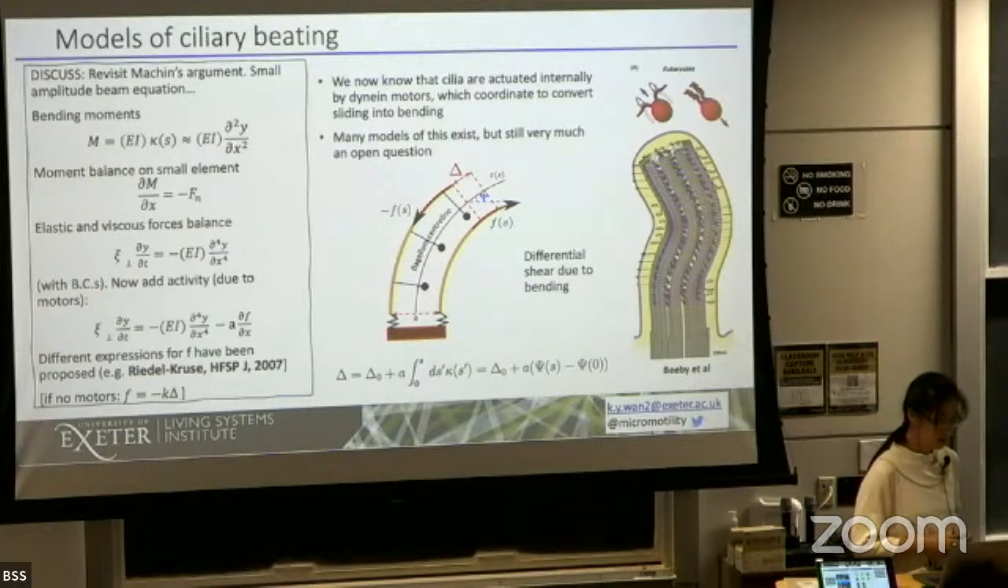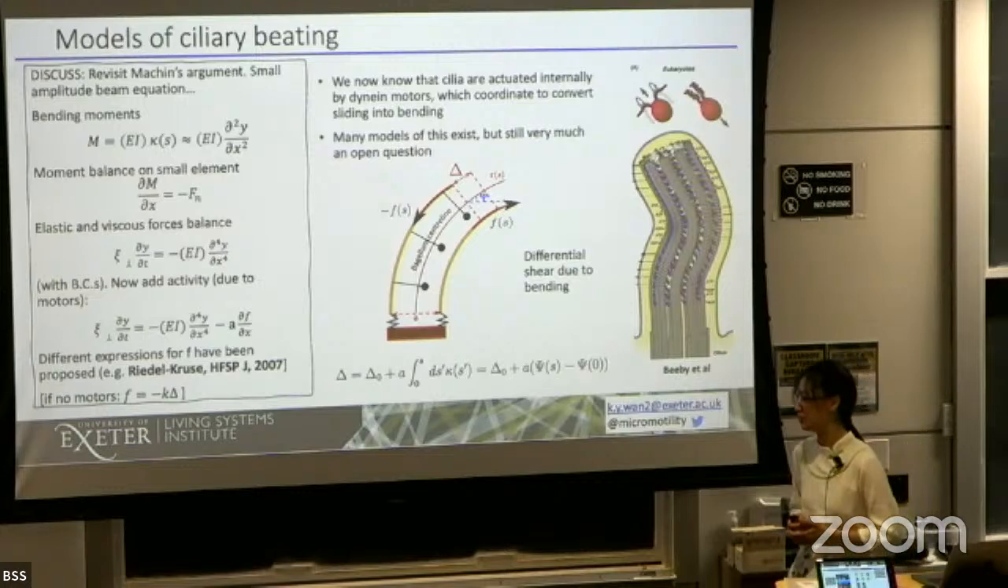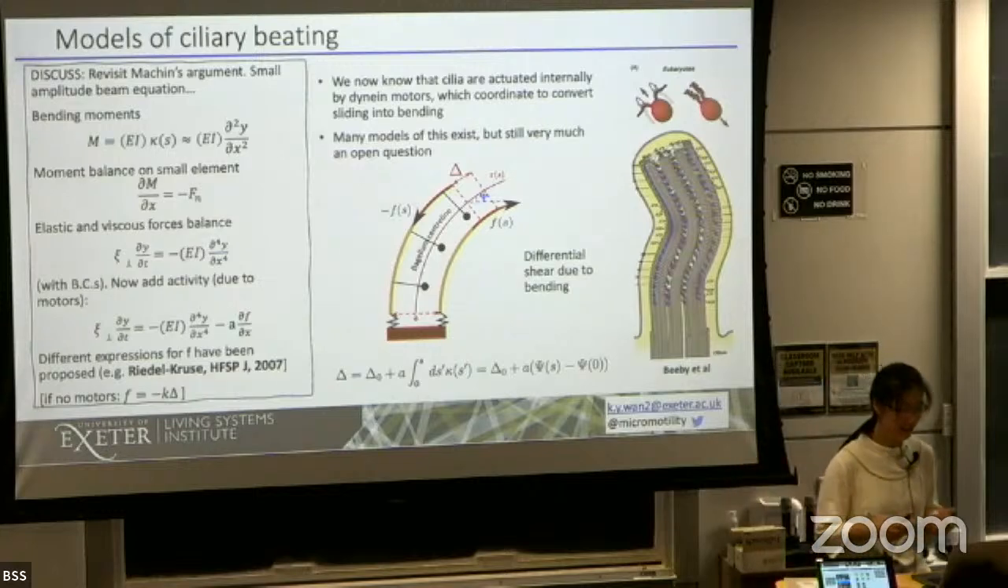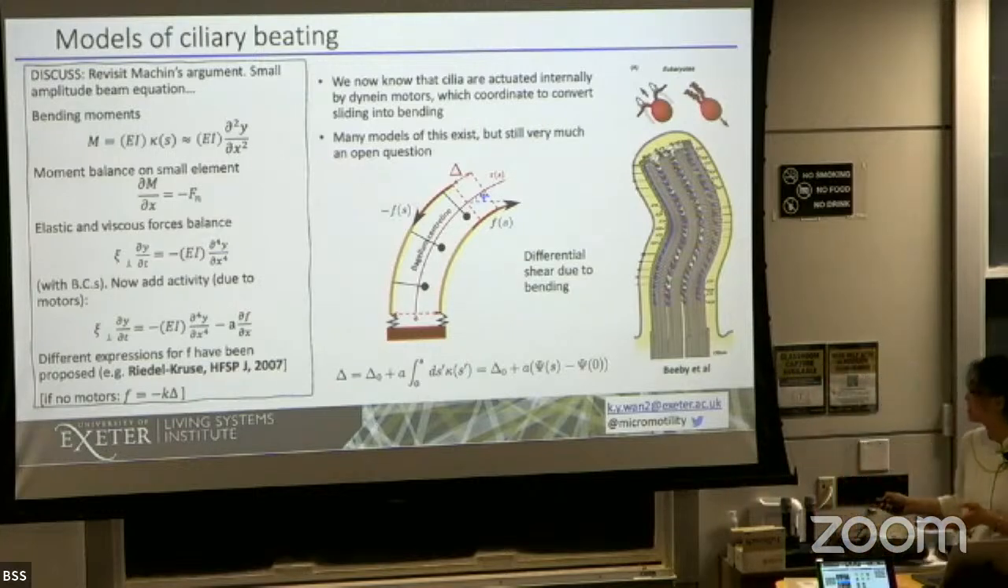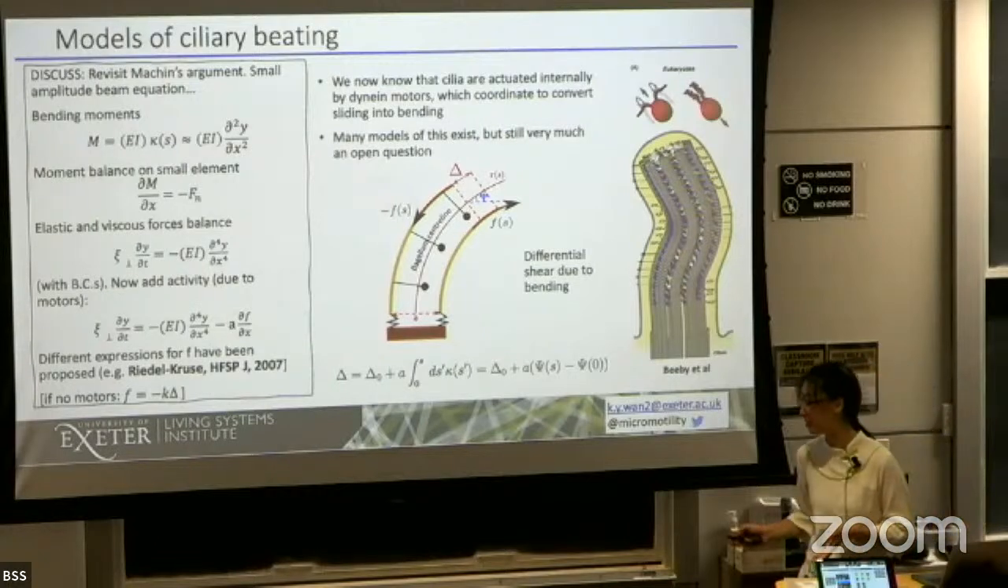And what's particularly interesting is if you then consider activity. So instead of having a passive elastic filament, now you add, imagine that this is the interior of one of these cilia. Imagine there are many molecular motors operating on these filaments. Then activity is going to lead to a third contribution.